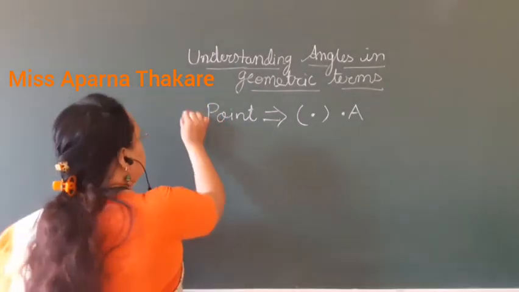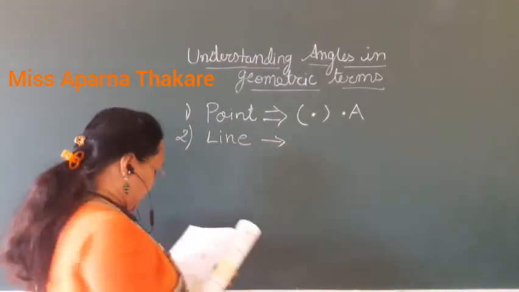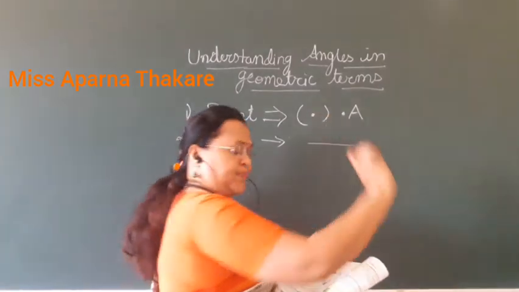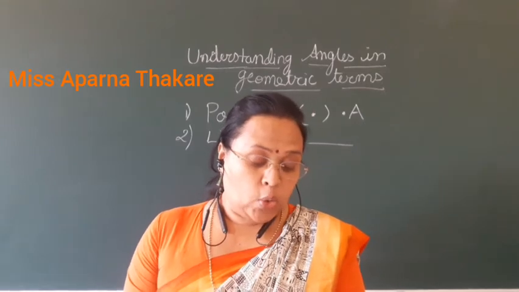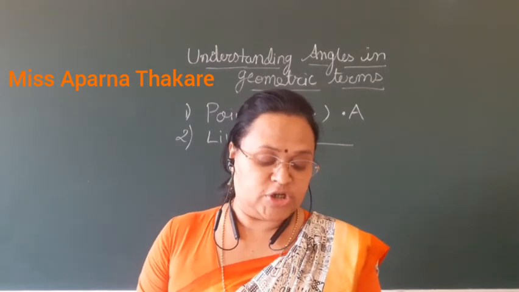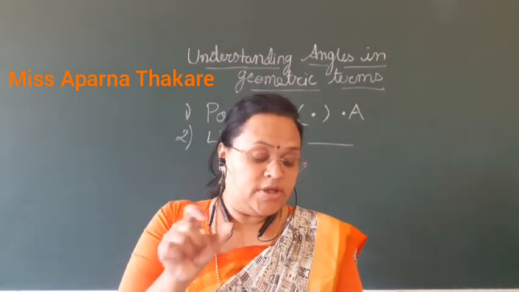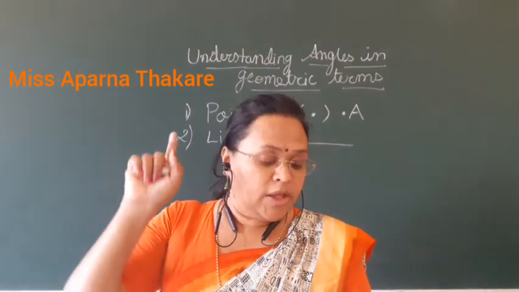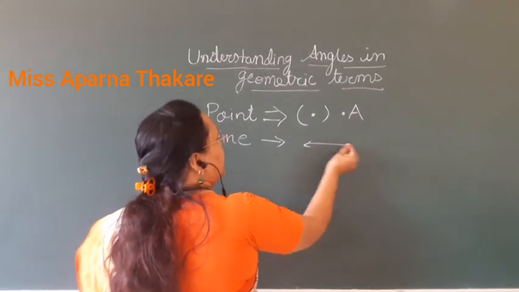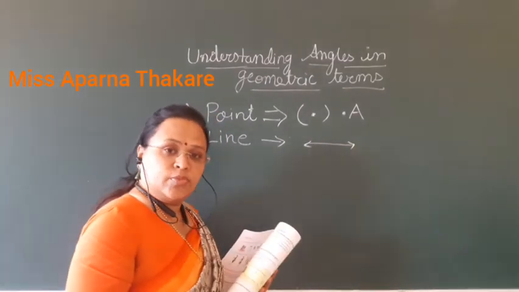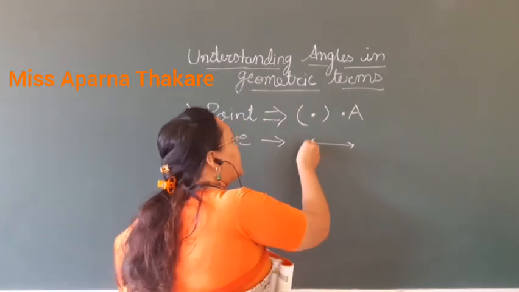That was the first one. The second one is line. Line is shown like this. See how it is. A line is a collection of points going endlessly in both directions along a straight path. Both the directions means left side and right side. So a line means we can draw the line and give the arrow like this.